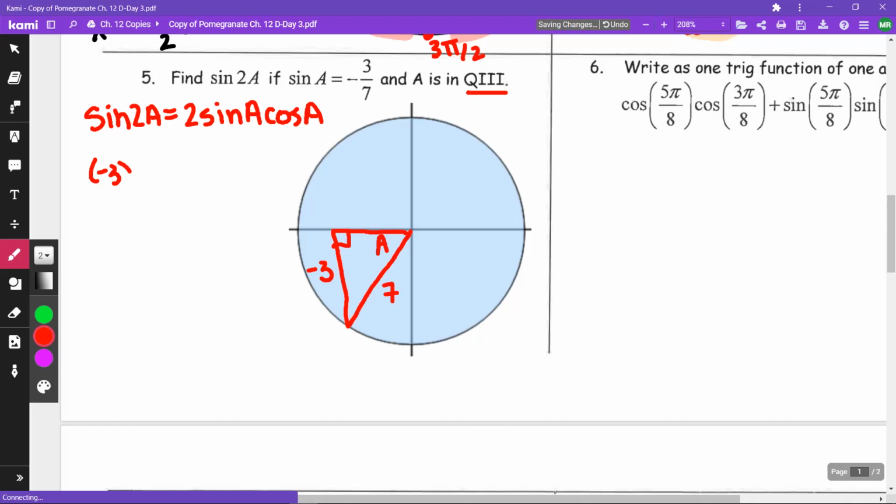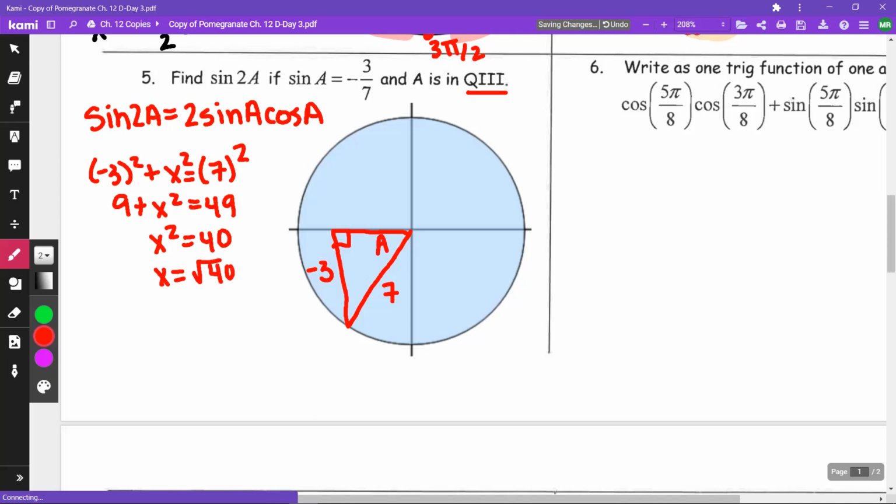I'm going to do Pythagorean. So I have -3 squared plus x squared equals 7 squared. So 9 plus x squared equals 49. So when I subtract 9, I get x squared is equal to 40. When I take the square root of 40, that's really a 4 times 10. So I can really rewrite it as a 2 root 10. So this is going to be a 2 root 10, and it's going to be a negative because that's a negative x.